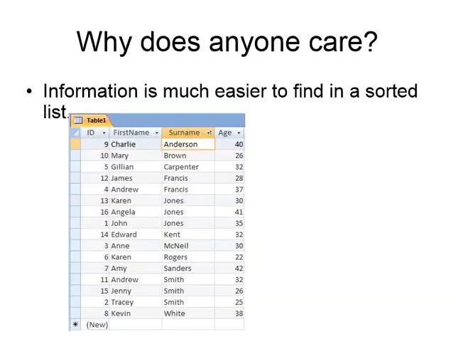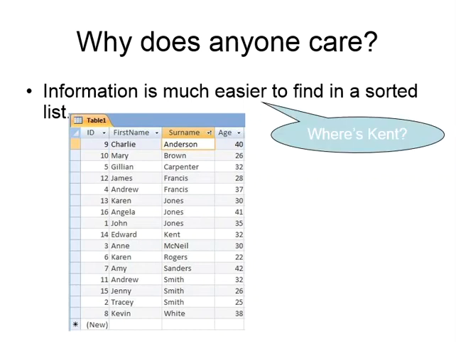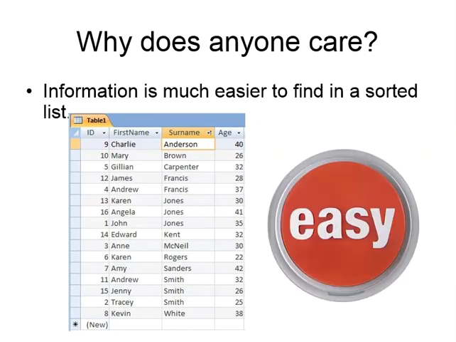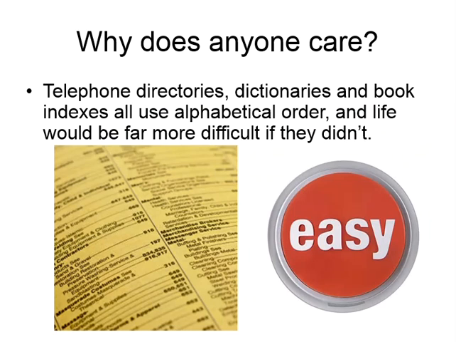So why do we sort? Well, we sort because it's much easier to find things in a sorted list. So if we want to find out where Kent is, it's super fast to find him in the sorted list. You just go right to the spot. That's why telephone directories, dictionaries, book indices, all that stuff, they use alphabetical order. It saves us huge amounts of time. If you have 100 things and they're sorted, it takes you a maximum of 7 searches to find them. Whereas if they were unsorted, you'd have to look at all 100 of them.